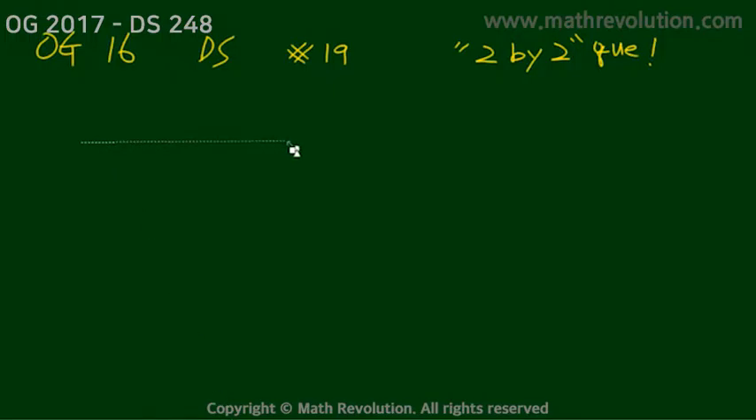Now let's take a look at Official Guide 2016 DS number 19. This is a 2x2 question that frequently appears in the GMAT math, so please make note on this type of question. And what I'm going to do now is I'm going to put information from the question into a 2x2 table. So I'm going to draw a table like this.